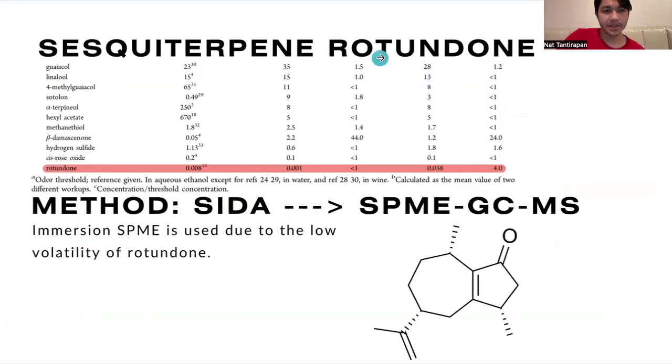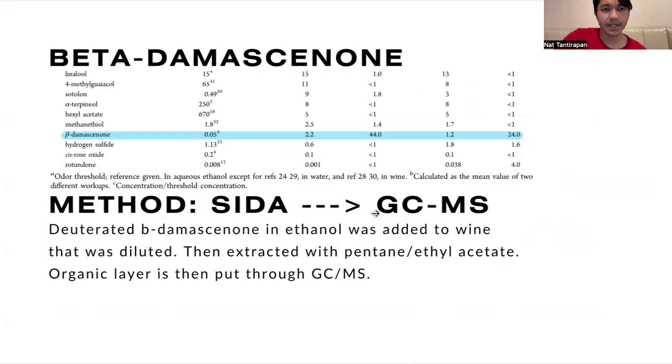Next is rotundone. Rotundone is determined with SIDA, which is again a stable isotope dilution assay, and solid phase microextraction to gas chromatography to mass spectrometry. However, for this one they used immersion SPME, which means they dipped the glass rod into the solution, because rotundone has relatively low volatility.